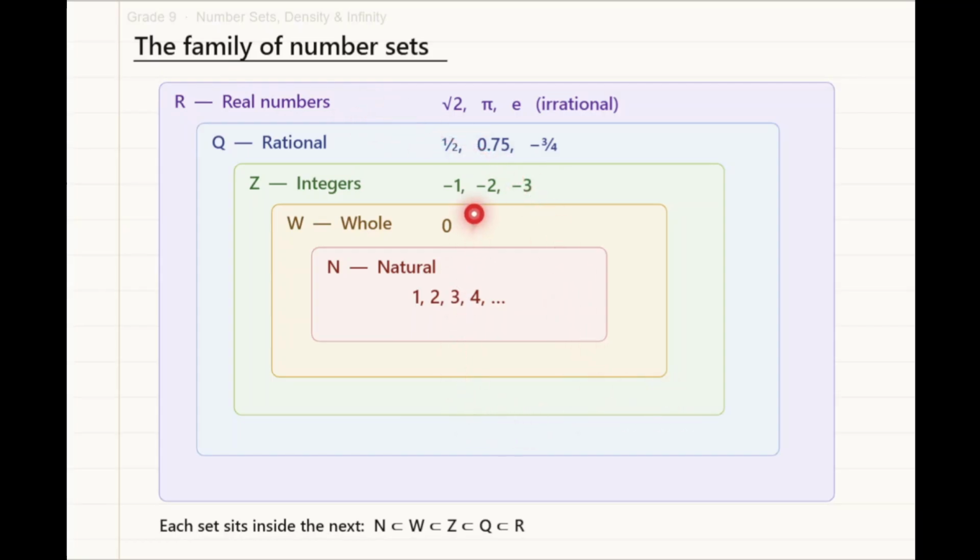So for example, suppose the number 0. The number 0 is a whole number, it is also an integer because it sits inside that box, it is also a rational number, and it is also a real number. So if you say -1, this is an integer, it is not a whole number and it is not a natural number, but -1 is a rational number, it is also a real number. I hope you got the idea.